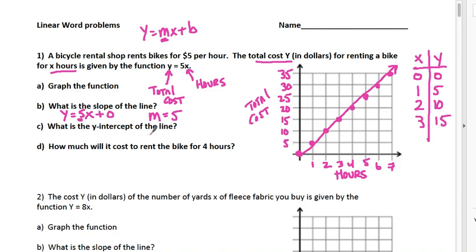What's the y-intercept of the line? Well, b is the y-intercept. So in this case, the y-intercept is 0. And you see how it hits the y-axis? Here's the y-axis. It hits at 0. And then the next question is, how much will it cost to rent the bike for 4 hours? So here's our equation. Remember, x is the number of hours. So if we're renting for 4 hours, we're going to put a 4 in for x. So it'll cost us $20.